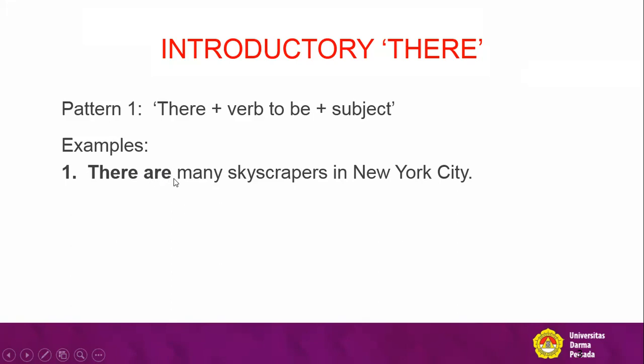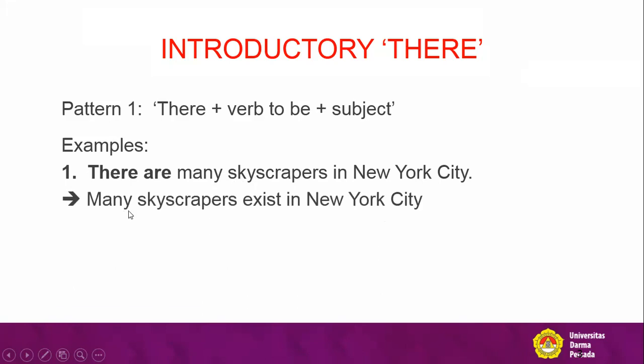We don't say there is. What is the meaning of there are many skyscrapers in New York City? Because we are talking about existence, so we can say many skyscrapers exist in New York City. Many skyscrapers exist in New York City. So we can find that this one, we have the sentence with there are, and then this one starts with subject, many skyscrapers.